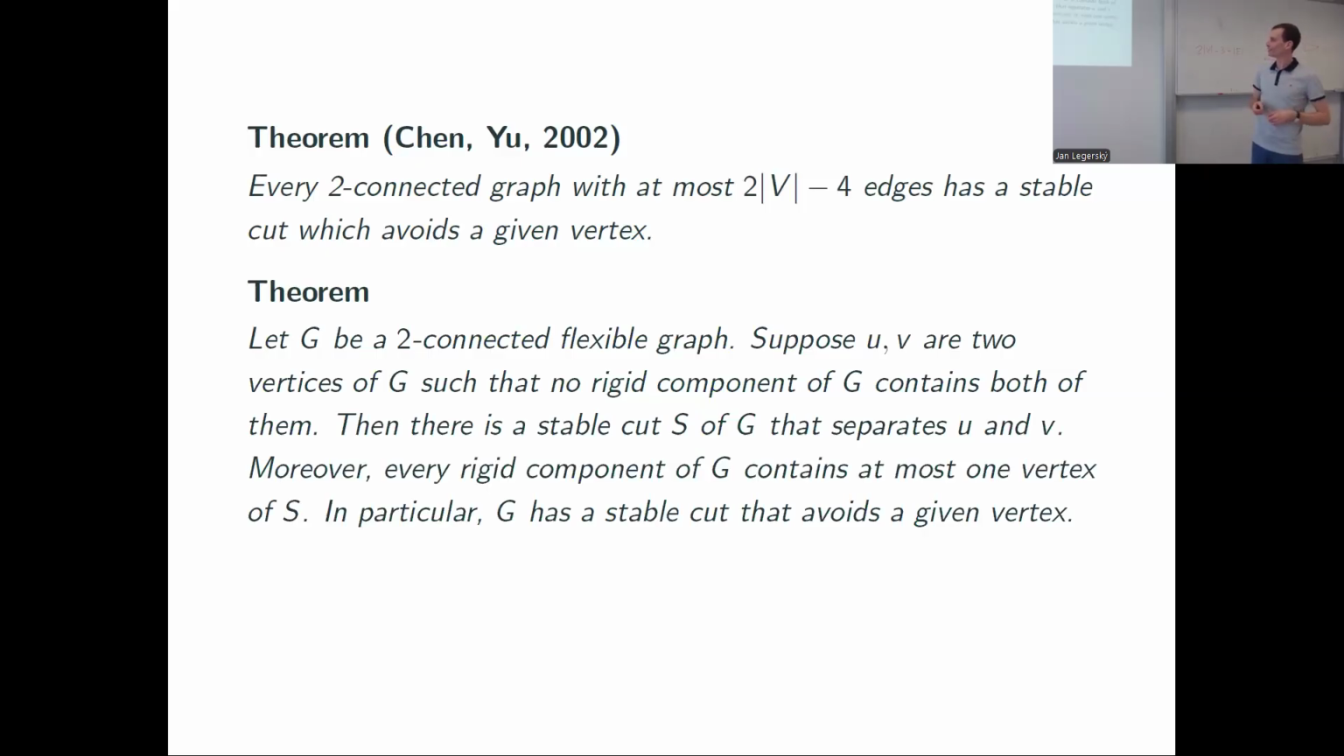Moreover, I know that the stable cut uses at most one vertex from each of these moving parts, of these rigid components. So this is a generalization of the theorem by Chen and Liu. And we provide an algorithm to find such a stable cut, so it can be done in cubic time in the number of vertices.